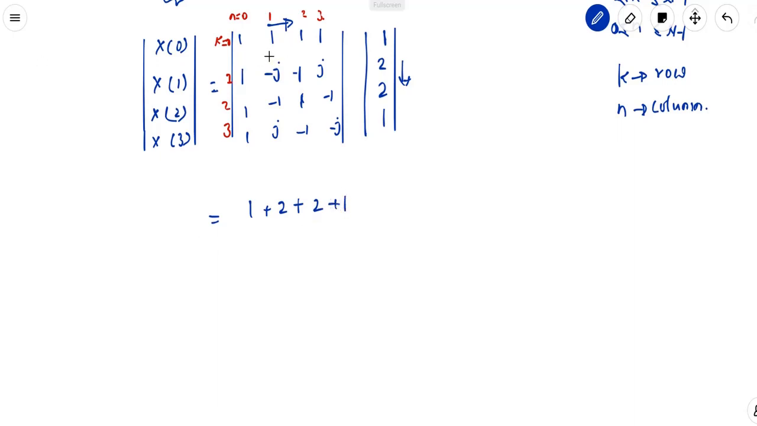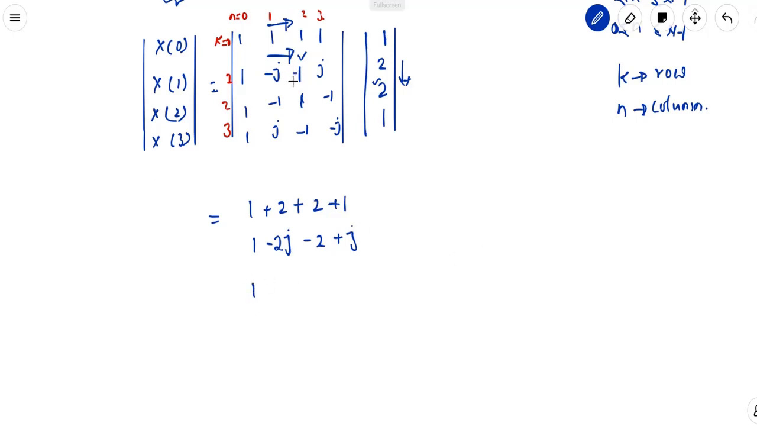Okay, we'll go for the second row. This is the second row, and we have to use the same column. So it is 1 into 1, 1; 1 into minus j into 2, it is minus 2j; again minus 1 into 2, so this becomes minus 2; and the last value is j into 1, it is plus j. Next value is 1 into 1, 1.